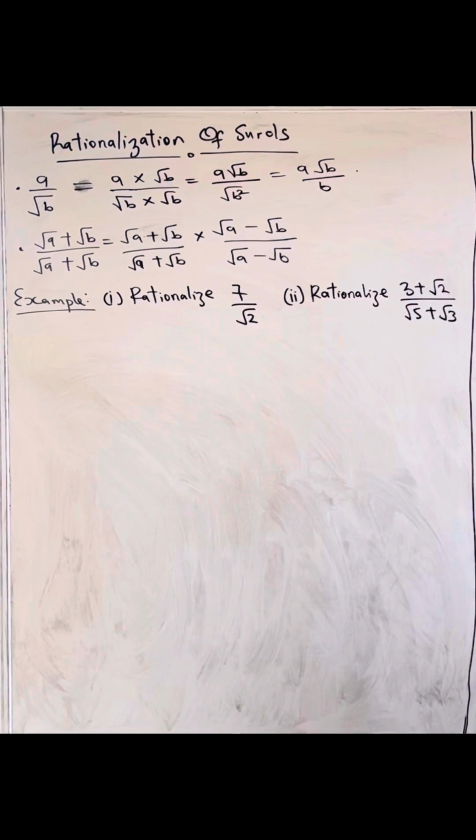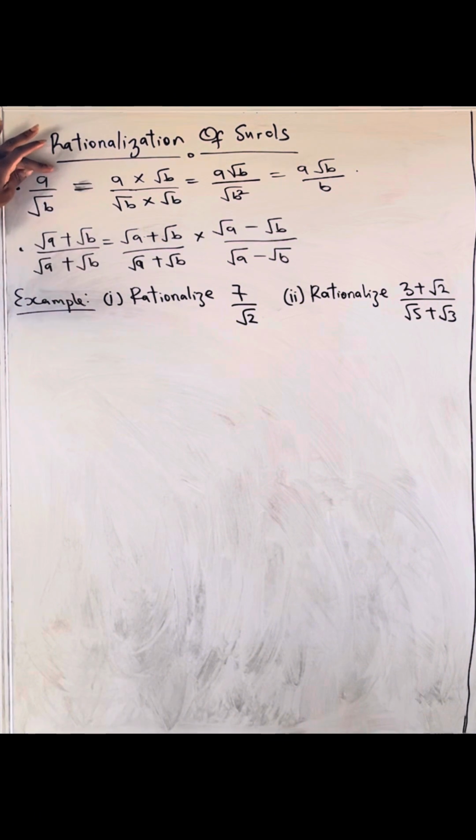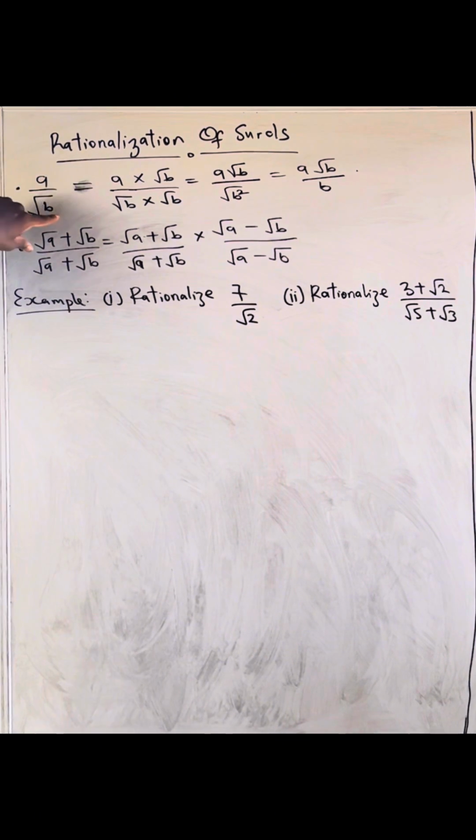So guys, rationalization of surd. Now, whenever we have an expression in the form a over root b, where the surd number is the denominator, we can rationalize this type of question. What we do is multiply both the numerator and the denominator by this denominator.